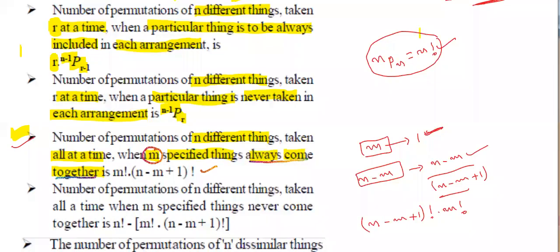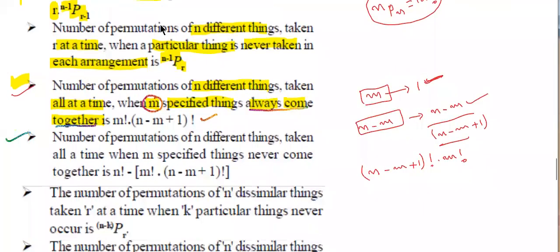Now, another formula. See here: the number of permutations of n different things taken all at a time, m specified things never come together. Those m people cannot sit together. That means in the total permutations, I am going to subtract those who are sitting together. Subtracting the m specified things sitting together, the remaining will be those m specified things never come together.